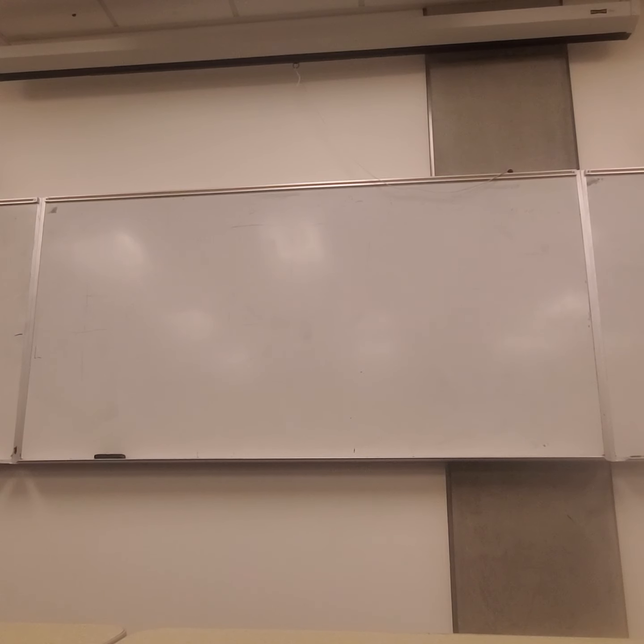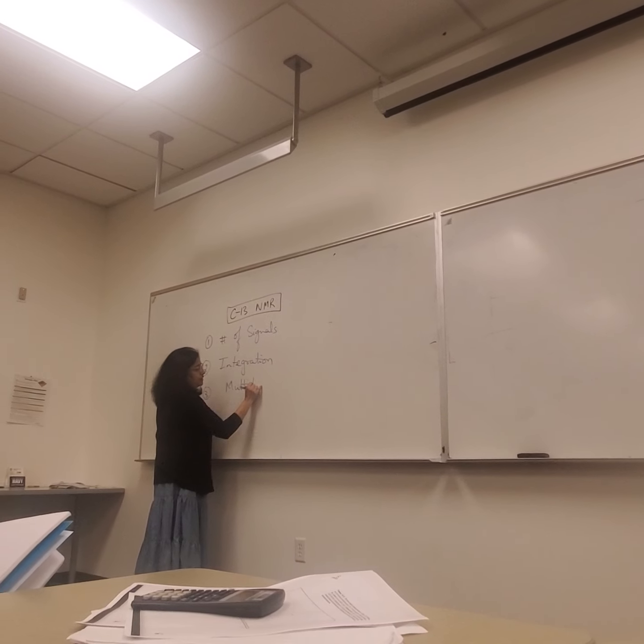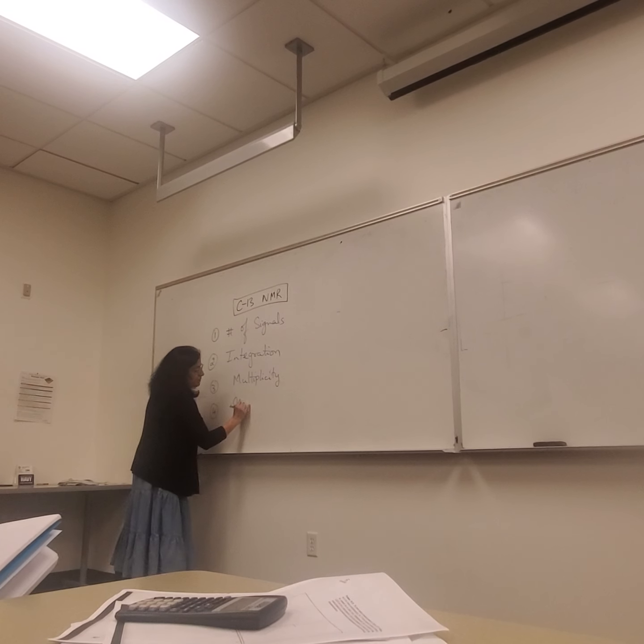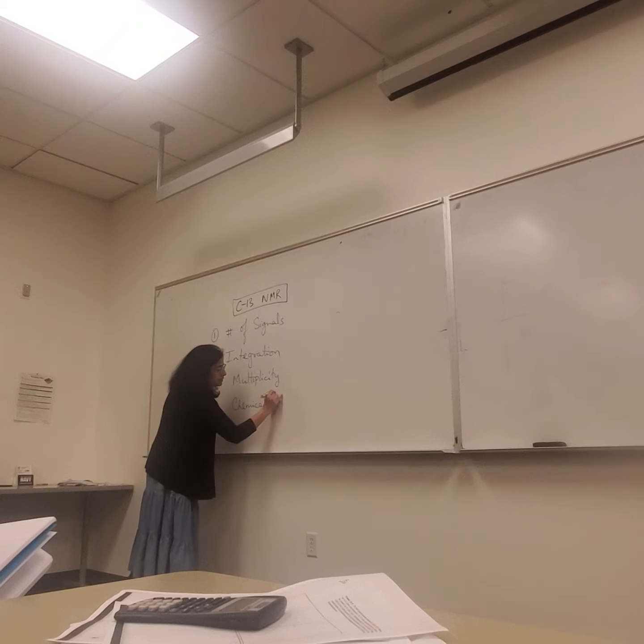Can someone tell me what's the first feature of proton NMR spectrum that we study? Number of signals, right? Okay. What's the second? Integration. Third? Multiplicity. And fourth? Chemical shift. That's for proton. Does everybody remember that? Okay. So let's start with the first.